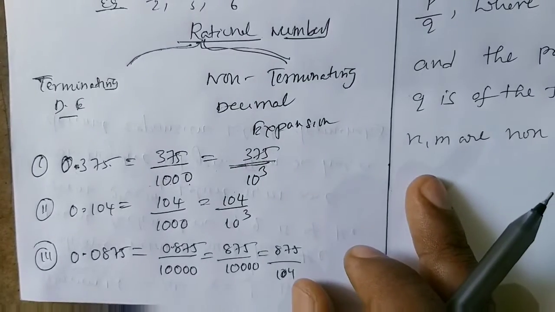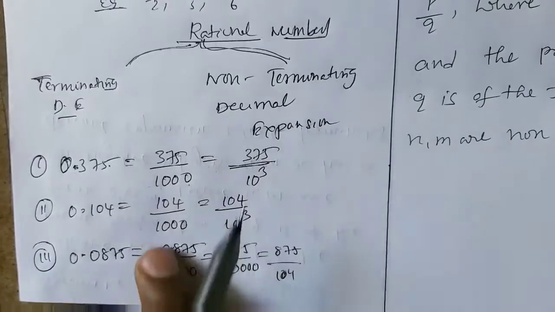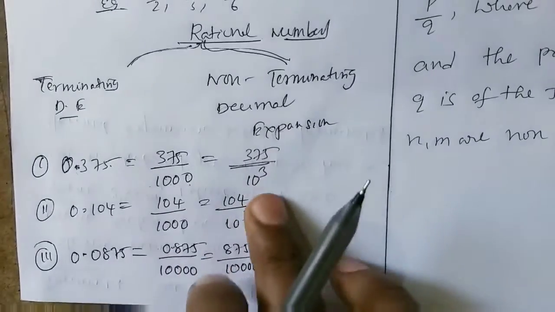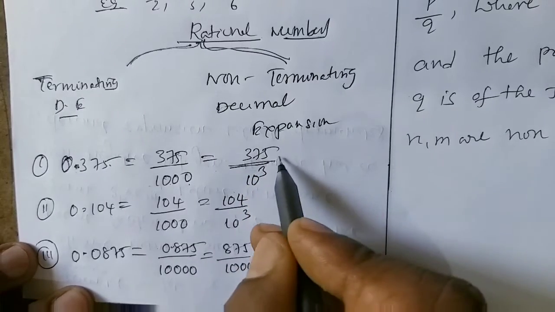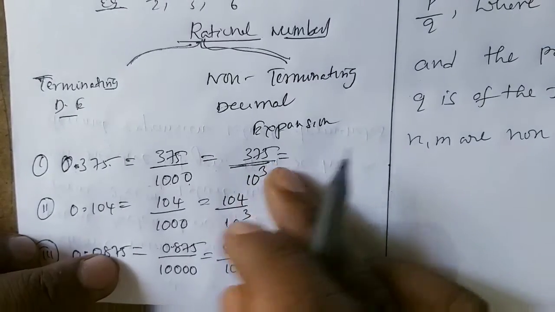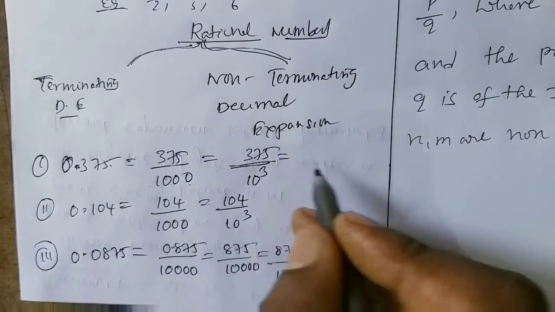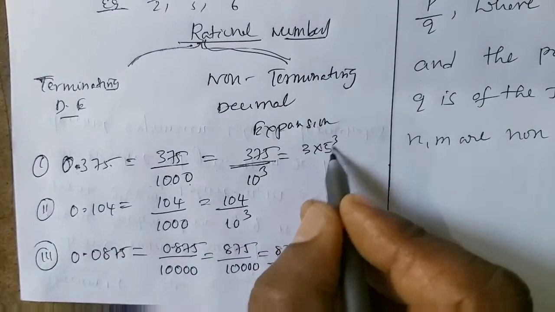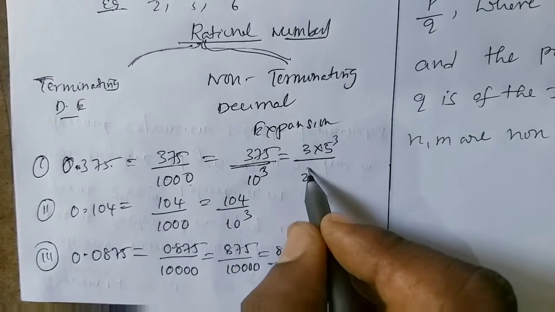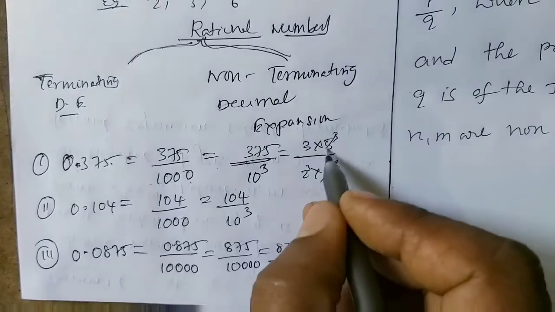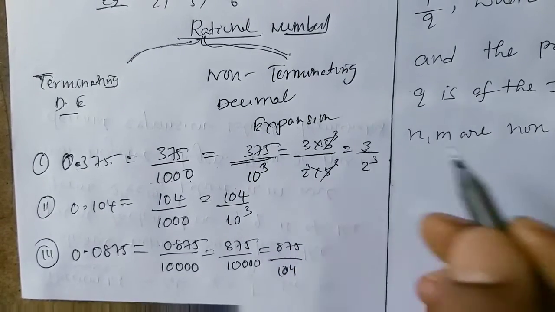This is one property. And one more property: actually this 375 by 10 cube is not in the simplest form. Otherwise, p and q are not co-primes. How will they become co-primes? If we cancel the common factors, we will get the simplest form. For example, 375 I can write as 3 into 5 cube, divided by 10 cube. 10 means 2 into 5, that's why 2 cube into 5 cube. So I can cancel 5 cube and 5 cube. Then I get 3 by 2 cube.